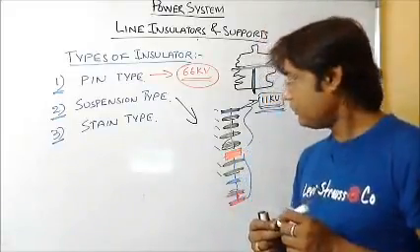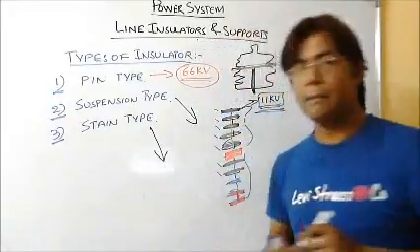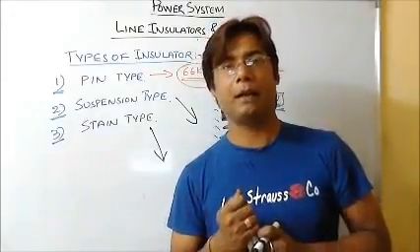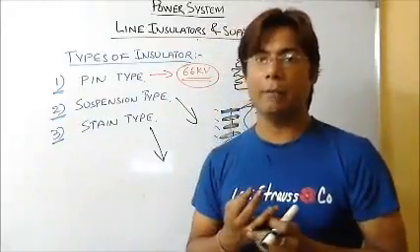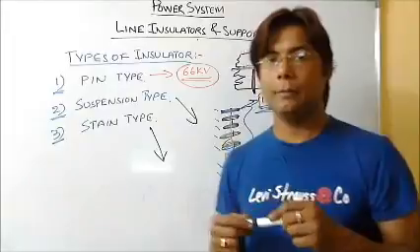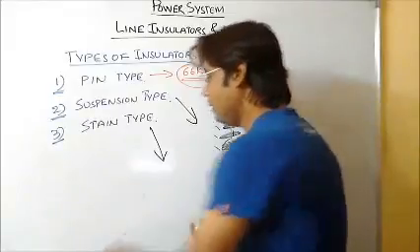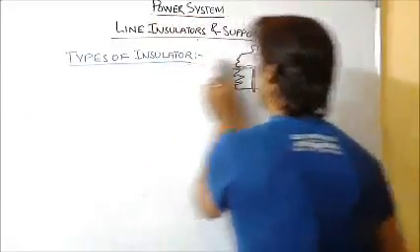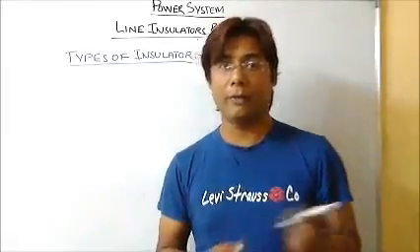There is a third type of insulator which is called a strain type insulator. As the name suggests, it takes the strain. Whenever there is a sharp turn in the transmission line, we use the strain type of insulator. They take the strain and serve the purpose. In this strain type of insulator, we can have the V-string also.